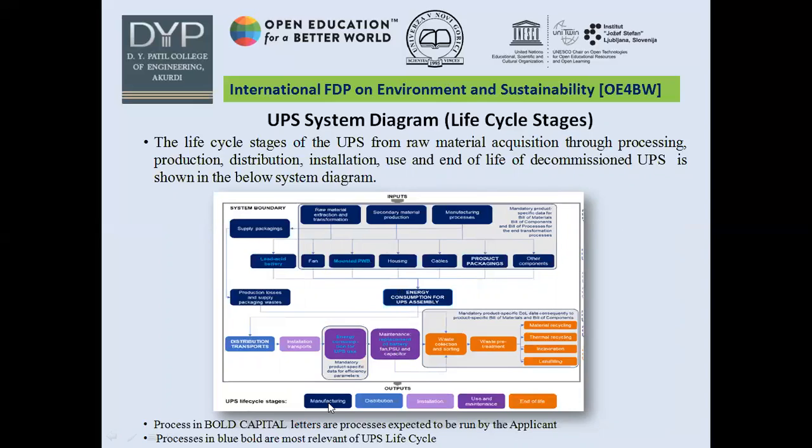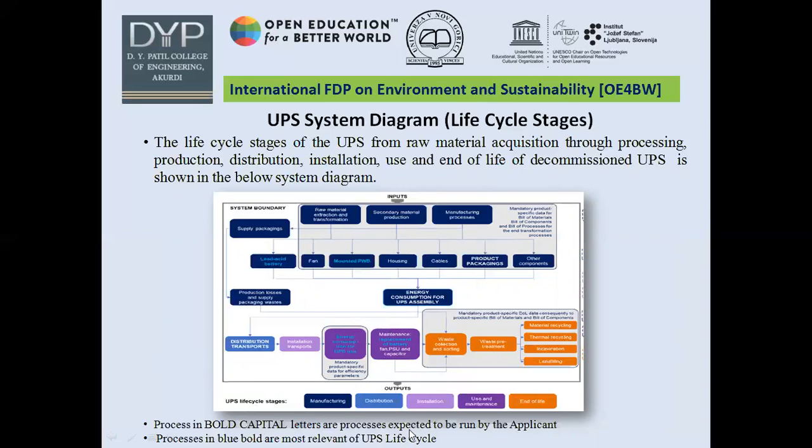The color coding is shown here. This dark blue shows the manufacturing part, this light blue is showing the distribution part, and next is installation, then use and maintenance, and the last one is end of life. The similar color coding is given in this flow diagram. One additional thing is the process in bold capital, this one and this one, which refers to the processes expected to be run by the applicant, and the processes in blue bold are most relevant to the UPS life cycle.